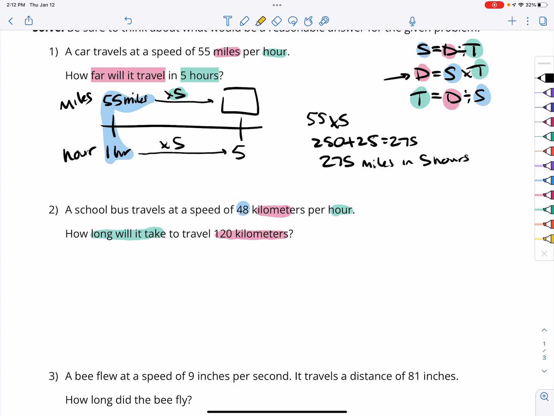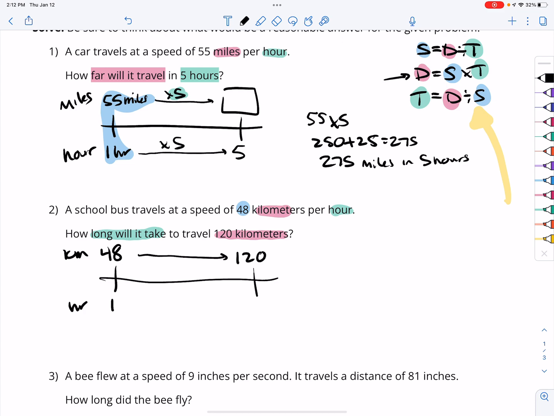Now, I have such a hard time remembering these without having to go back and look at them. So I am going to do, again, a rate line. They tell us kilometers per hour. We know it's 48 kilometers in 1 hour. And they're asking us about 120 kilometers. So 48 times something is going to equal 120. And I know from earlier math lessons that the easiest way to solve this is 120 divided by 48.